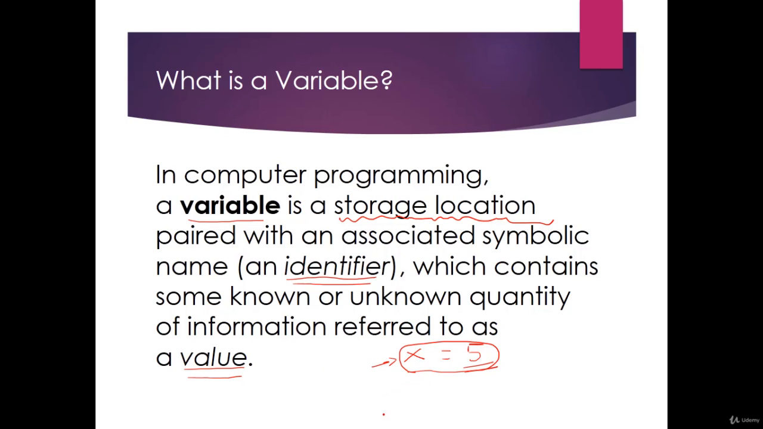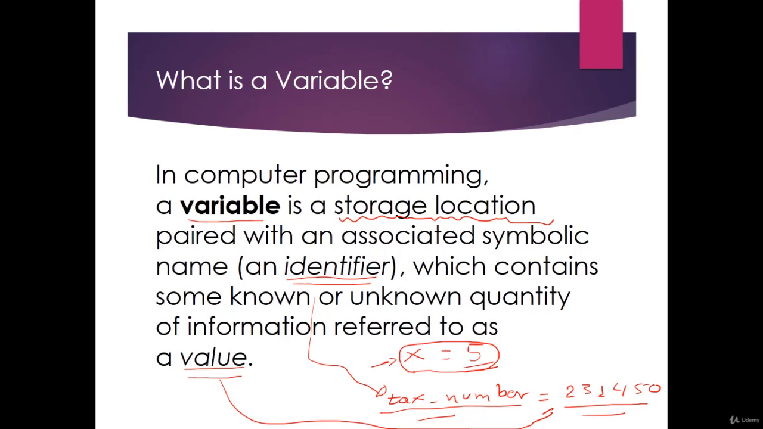So it couldn't be x, but it could be, for example, tax number, which is 231450. So this is my identifier, and this is the value. So as you can see here, this is my identifier and this is my value.